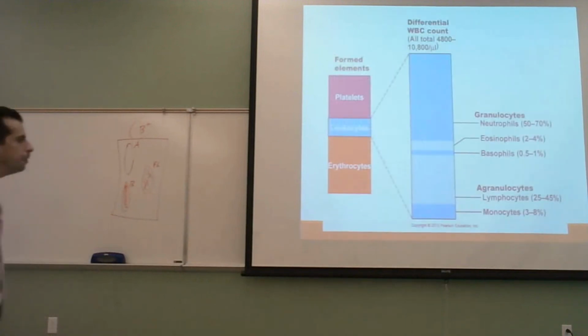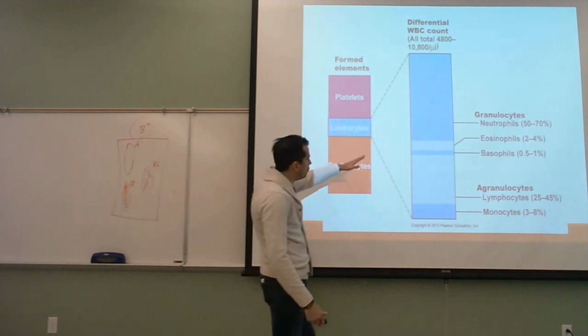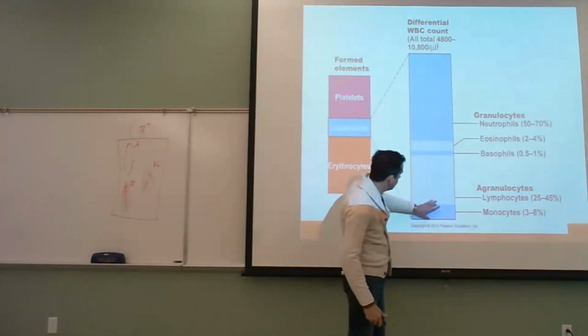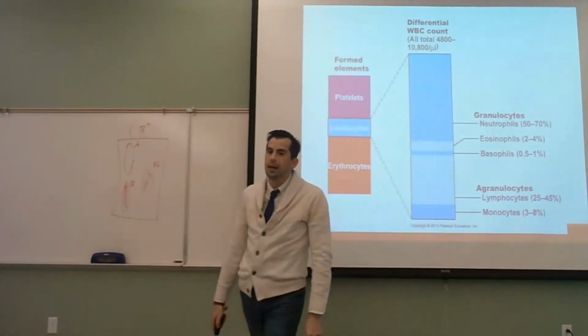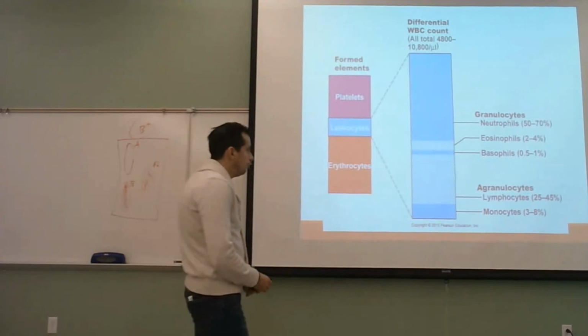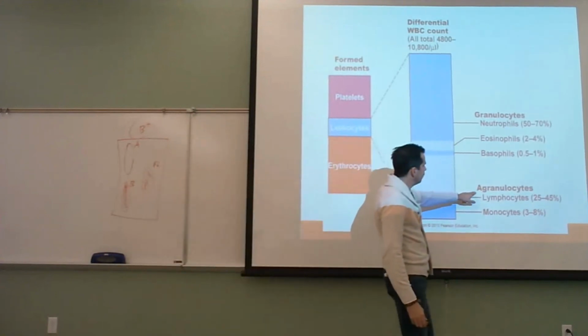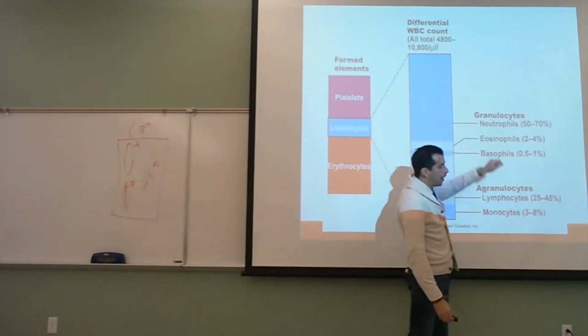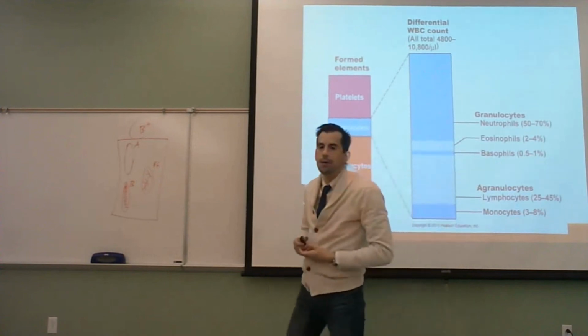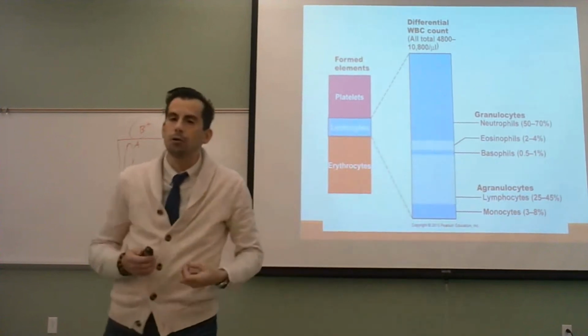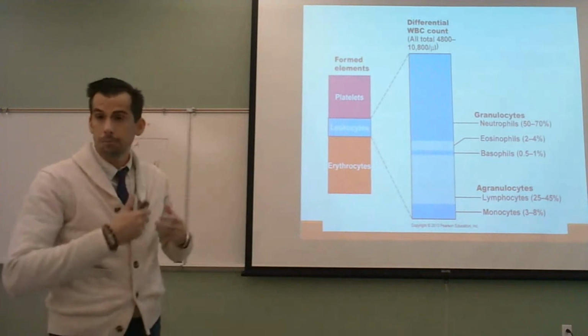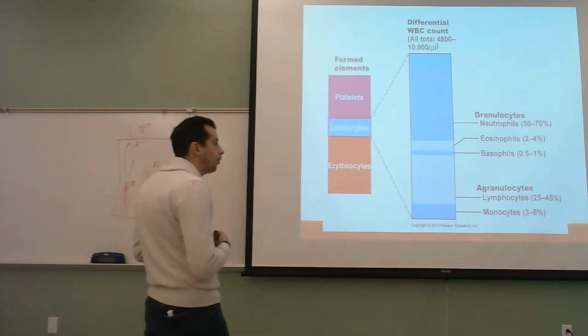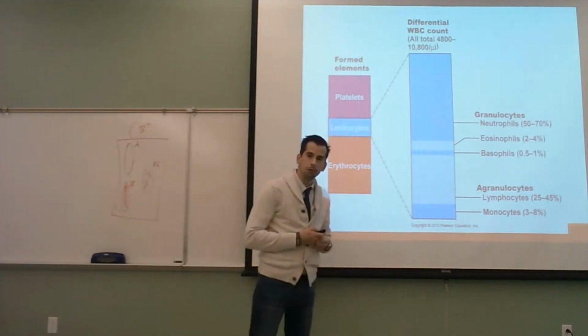And again, we spin them out, and you will see the more dense cells within the buffy coat gradient out there. You get the agranulocytes versus the granulocytes. Granulocytes, think about that name. They have a granular appearance. They're going to look spiculated, spotty, where the agranulocytes lack that appearance.